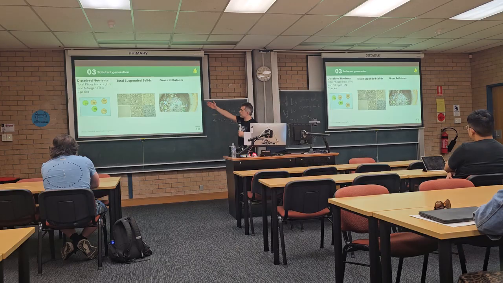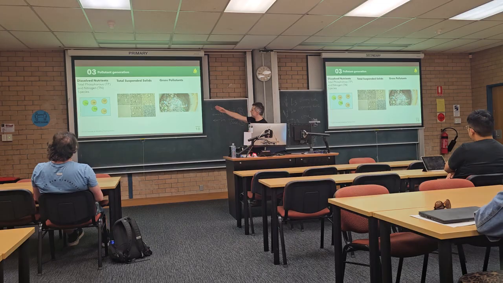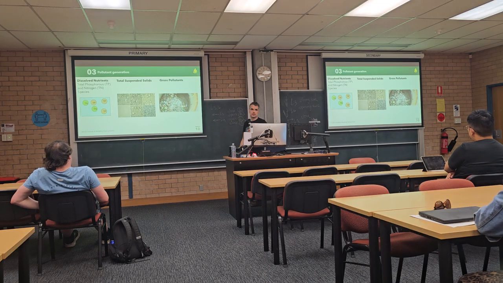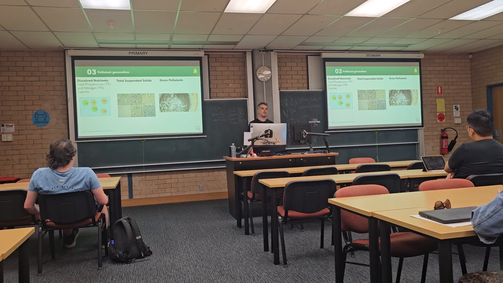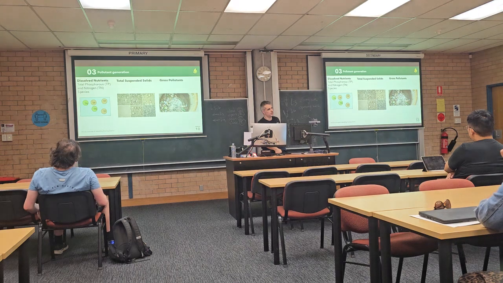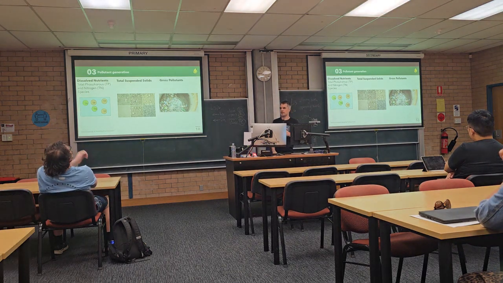Dissolved nutrients, total phosphorus, and nitrogen. Various speciations, right? Various compounds. Total suspended solids and gross pollutants. Anything that's less than 5 millimeters is a total suspended solid. Above 5 millimeters is a gross pollutant. Any questions?